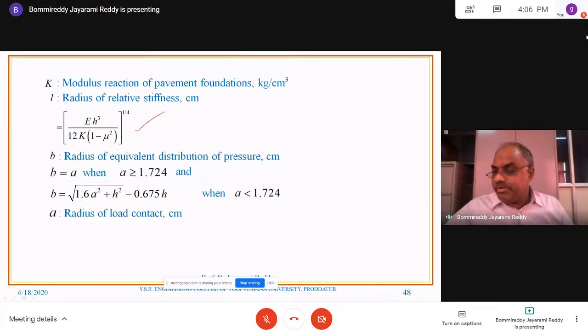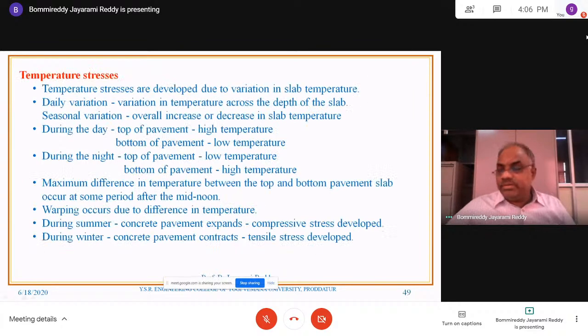And this is more important. You have to remember this: Eh cubed by 12k into 1 minus mu square, whole to the power of 1 by 4. That's all about the stresses. So for loading stresses, no numerical question will appear directly in any examination because the formula itself is tedious and computation is not possible for you to do in the examination. So that's why they will provide you all the information, then you can calculate the things.